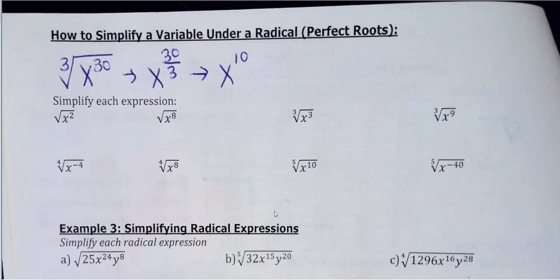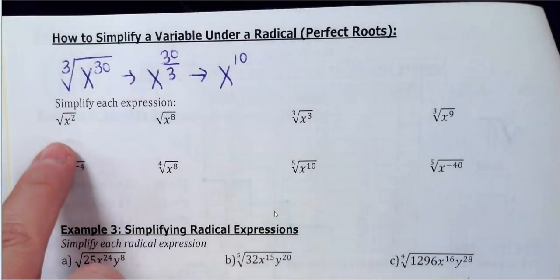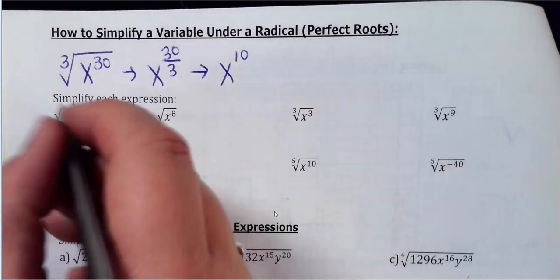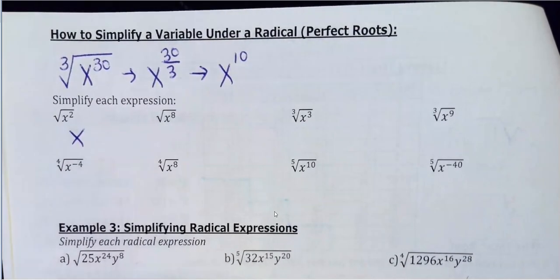If you have a cube root, you want your exponent to be divisible by 3 to take anything out as a perfect cube. And just remember, if you have a radical with no number, like I do here, that's just a square root, so the index of that would be 2. So what would you tell me for square root of x squared? Yeah, just x. What about the square root of x to the 8? X to the 4th, yeah.